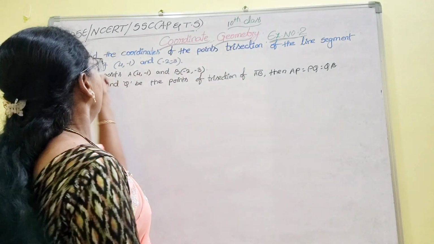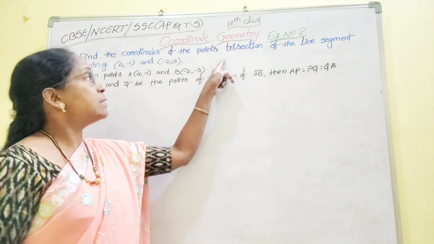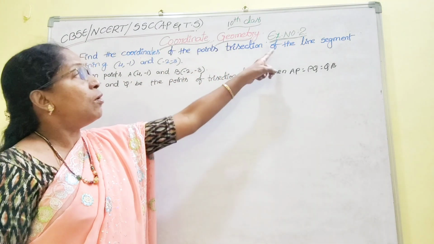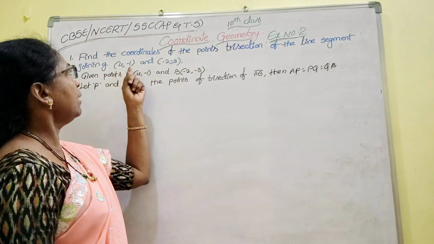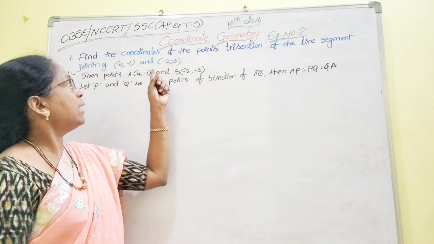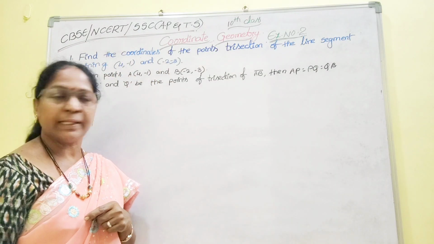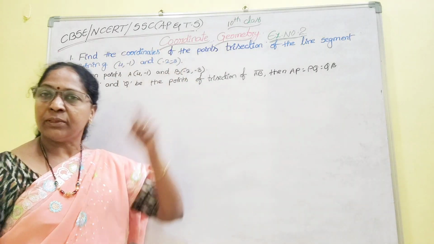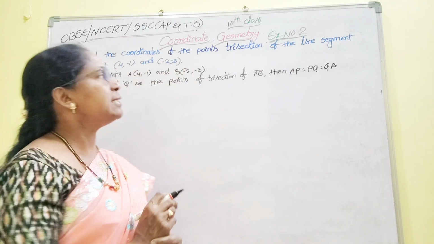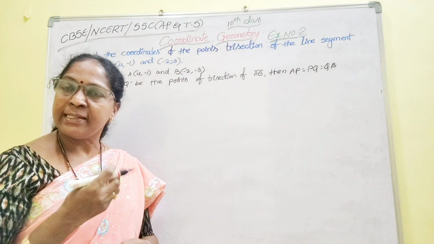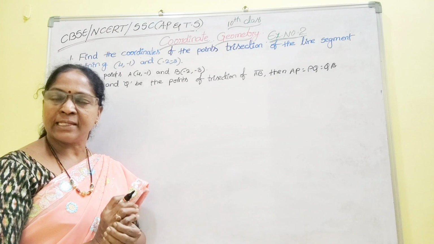Question: Find the coordinates of the points of trisection of the line segment joining (4, -1) and (-2, -3). Here you have to find the coordinates of the points of trisection. Those points are the trisection points of the line segment.